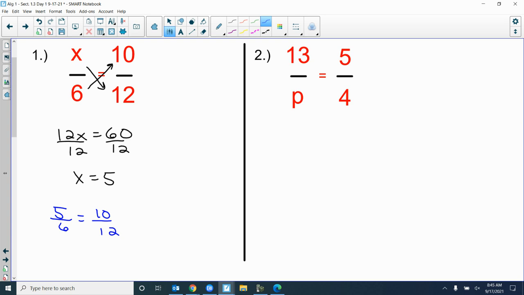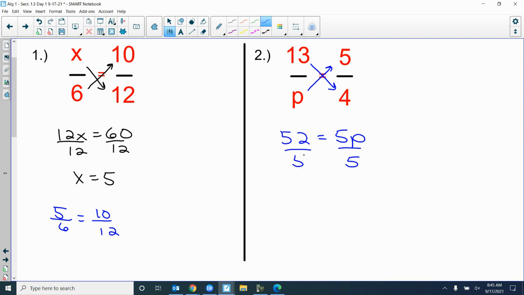13 over p equals 5 over 4. I can't figure it out exactly. Got to cross multiply. It really doesn't matter which order. 13 times 4 is 52. P times 5 or 5 times p, which is 5p. Now I divide by what? Always divide by the number with the variable. So Addie? Divide by 5.